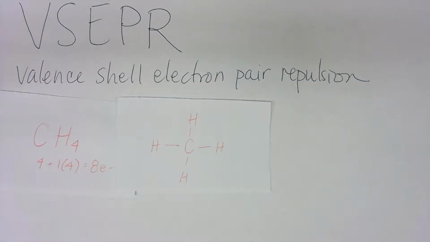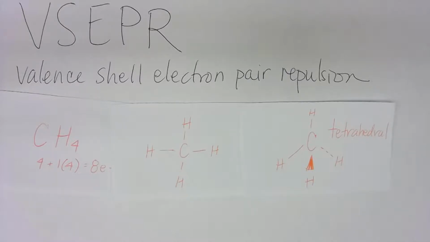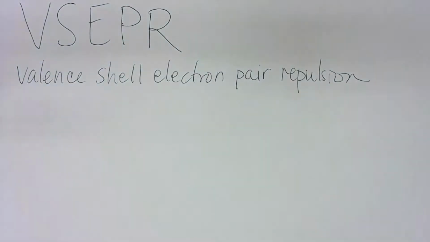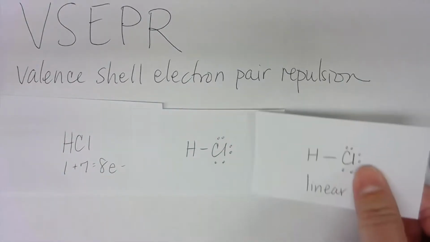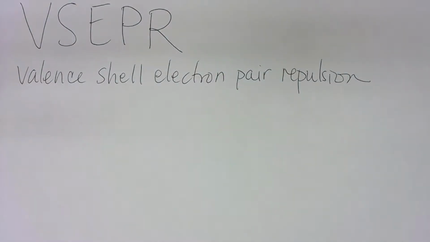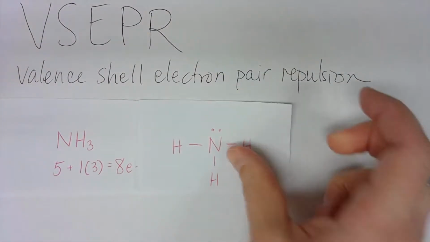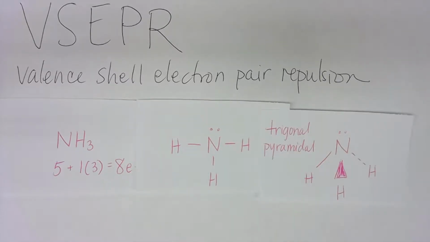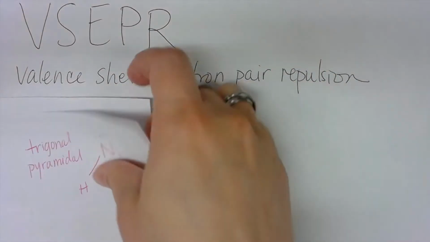CH4, they all will repel to form a tetrahedral shape. HCl, 2 atoms, it'll just be a linear shape. NH3, 3 atoms, 1 lone pair, trigonal pyramidal.